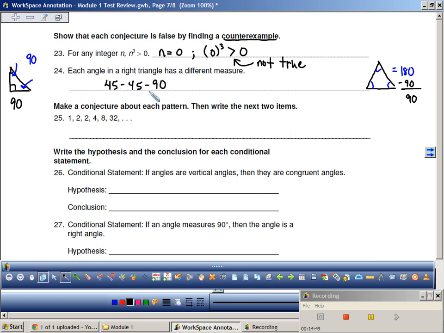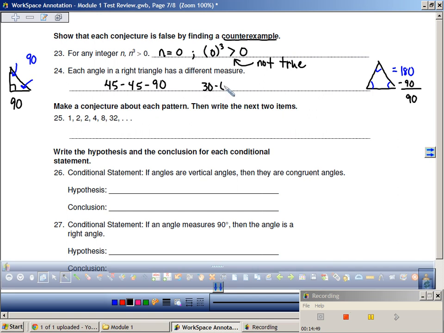Whenever you see something like that, you know that they're talking about measures of a triangle. What's another famous measure for a triangle? 30, 60, 90. Now, that one has different measures, but this one is the same. So there's our counterexample. A 45, 45, 90, 45, 45 are the same. Make sense now? Okay, better.